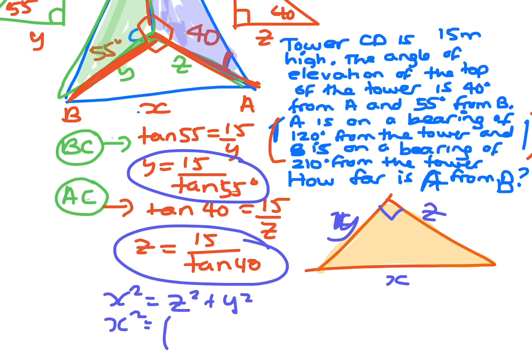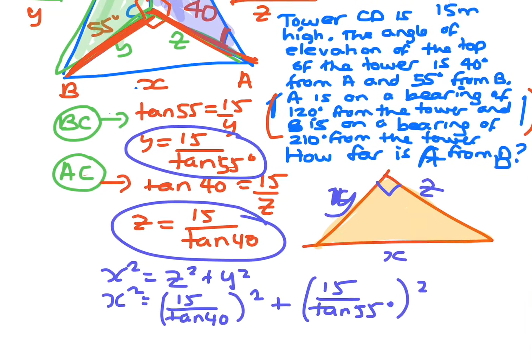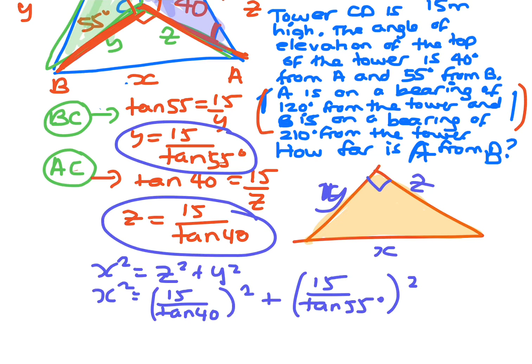So if you now use Pythagoras, X squared equals Z squared plus Y squared. I'm not going to put in rounded off answers, so I'm going to put in 15 on tan 40 squared plus 15 on tan 55 squared. And all that's required now is to work that out.